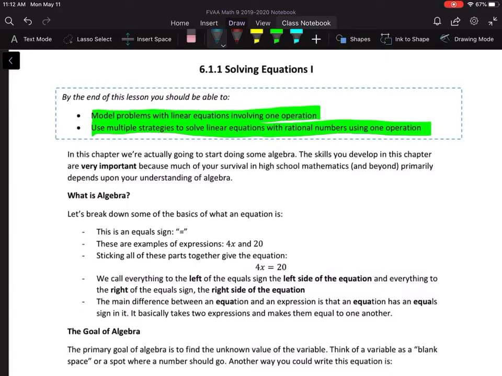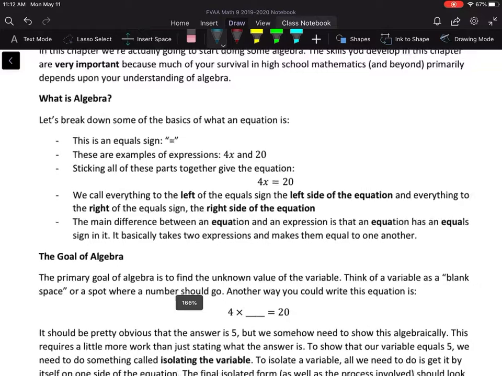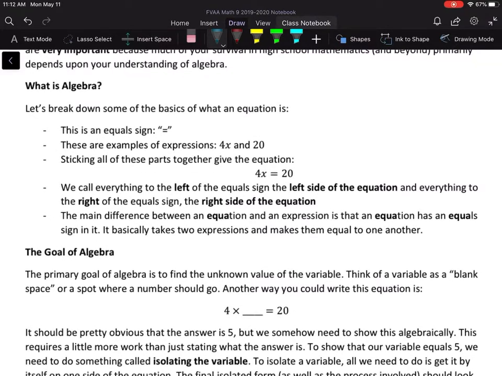In this chapter, we're actually going to start doing some algebra. We've done a little bit in some of the questions from last chapter, but we're really going to build our foundation a little bit stronger here and get into some even more complex algebra questions. The skills you develop in this chapter are very important because much of your survival in high school mathematics primarily depends on your understanding of algebra. So what is algebra? Let's break it down to some basics: what is an equation?